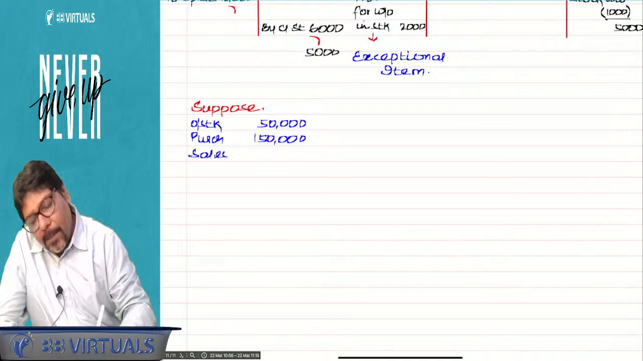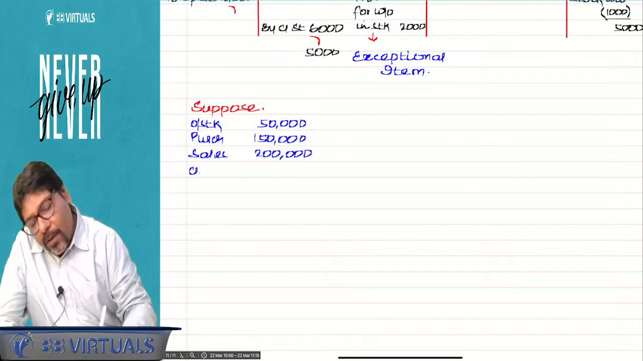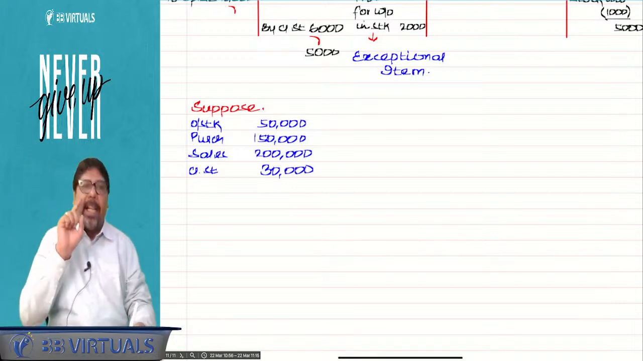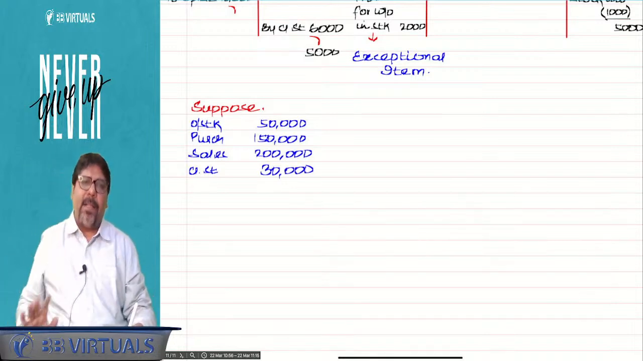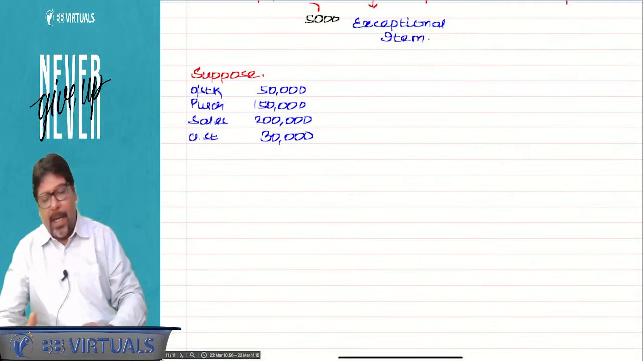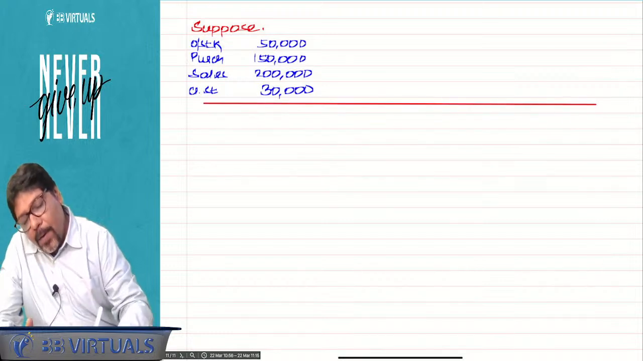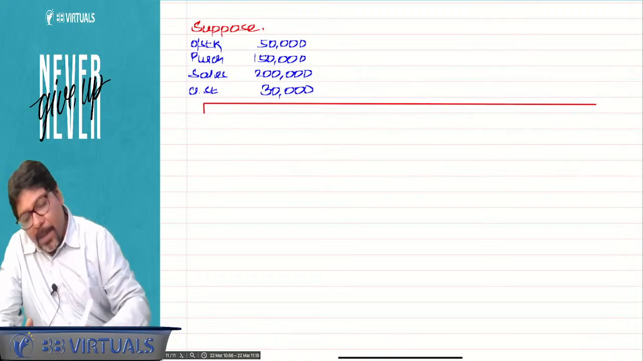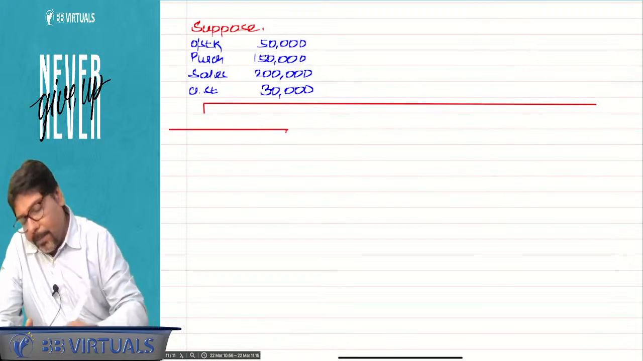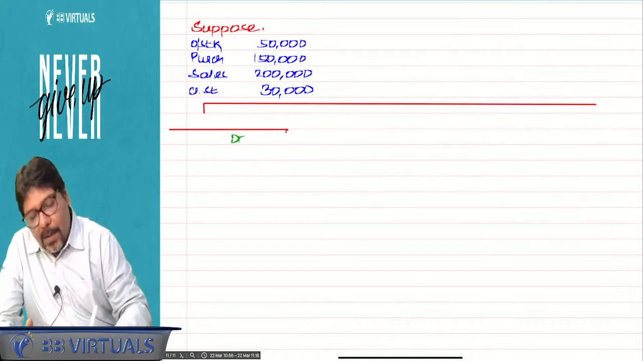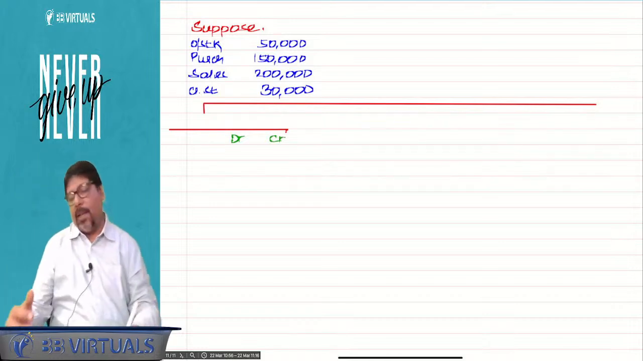Sales 2 lakhs. Closing stock 30,000. If I tell you that with this data, prepare a trial balance, how will you prepare it? We can prepare a trial balance. We generally prepare a trial balance like this: debit, credit. Correct? Yes, sir.